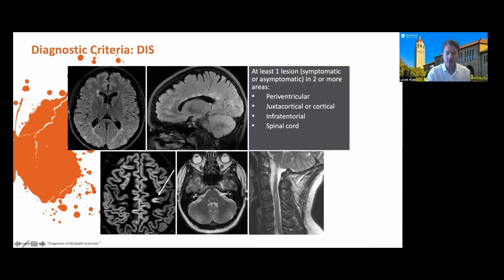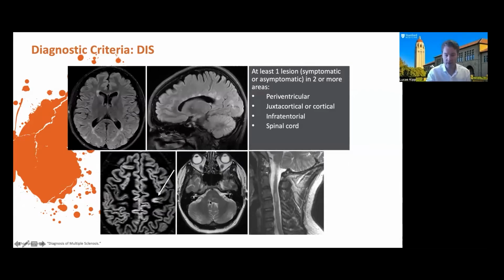Lesions can also be juxtacortical, but again, juxtacortical means actually touching or abutting the cortex, so buried right out beside the cortex. They can also be within the cortex themselves, but most centers don't have this type of sequence, which is called double inversion recovery. So often you're more relying on a juxtacortical lesion rather than a cortical.